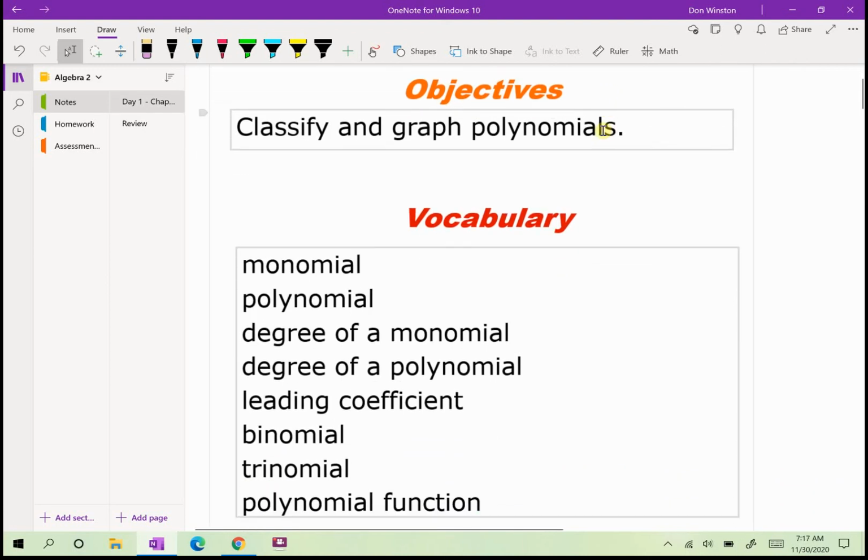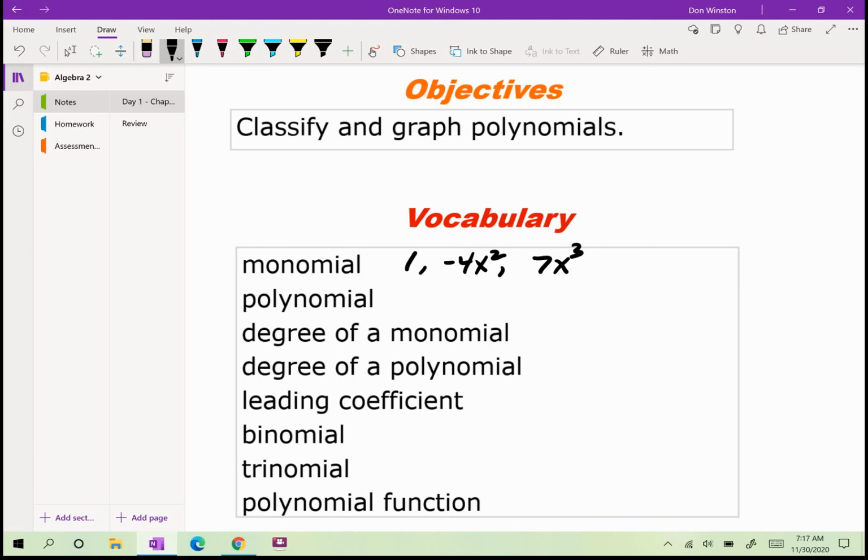Some vocabulary terms: a monomial. A monomial is just one term. For example, 1 or negative 4x squared or 7x cubed. Those would all be considered monomials. A polynomial, well, we'll see what that is in just a second. And then the degree of a monomial. Well, let me work with these examples.